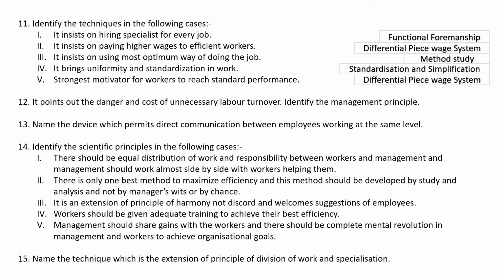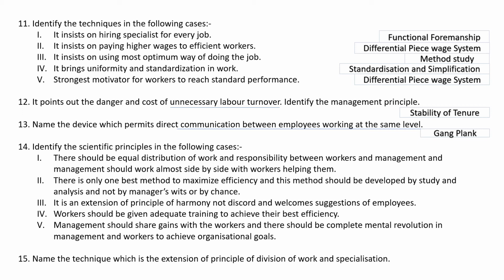Question number 12. It points out the danger and cost of unnecessary labor turnover, so more labor leaving our organization. It is which principle? It is stability of tenure of personnel. Name the device which permits direct communication between employees working at the same level. In the scalar chain there is one provision which helps two employees from two different departments working at the same level to communicate in need of any kind of emergency. So it is gangplank. Under which principle? Scalar chain.